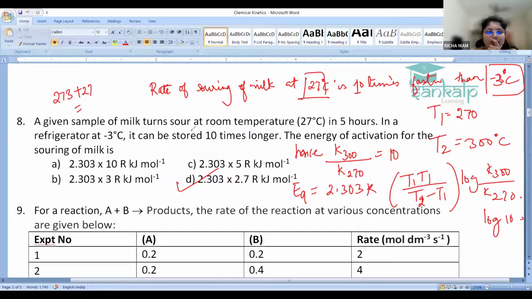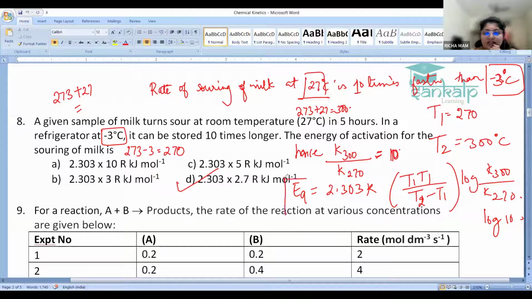So a given sample of milk turns sour at room temperature, room temperature means 273 plus 27, that is 300, in 5 hours. But the milk can be stored in the refrigerator at minus 3 degrees Celsius, that is 273 minus 3, that is 270, and it can be stored 10 times longer. So the rate constant ratio of 300 by 270 is 10. So you have to find the energy of activation.